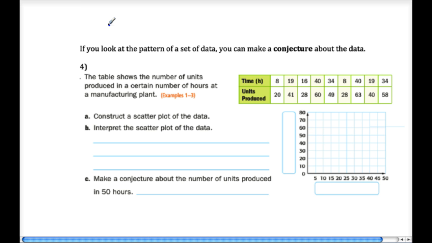All right. Last problem. If you look at the pattern of a set of data, you could make a conjecture. Do you guys use the word conjecture in science? Do you use the word hypothesis in science? They're the same. What's conjecture mean? Educated guess. Hypothesis, very educated, smart guess. An educated guess. That's what a conjecture is.